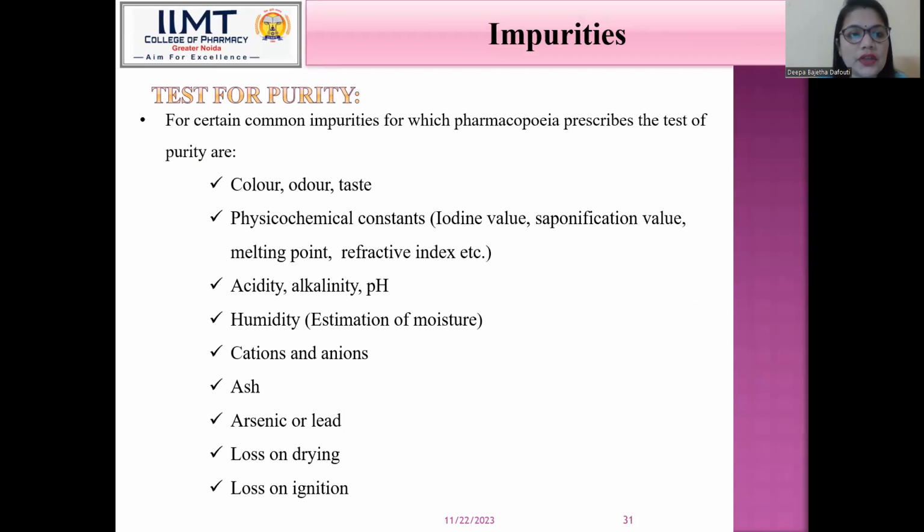So tests for purity for certain common impurities are prescribed by the pharmacopoeia. The tests for purity are color, odor, taste, physicochemical constants, iodine value, saponification value, melting point, refractive index. These all are the physicochemical constants. Then acidity, alkalinity, pH, humidity, cations and anions, ash, arsenic or lead, loss on drying and loss on ignition. These all are the tests for purity.